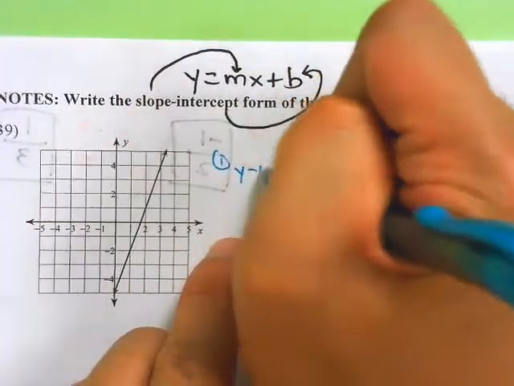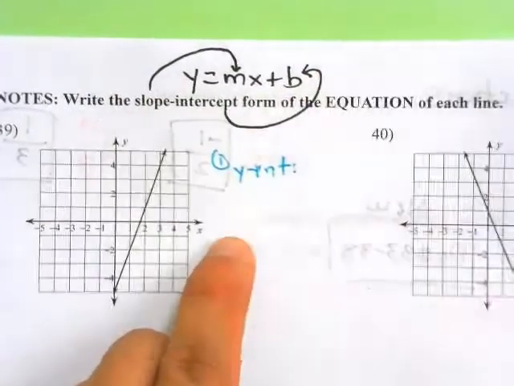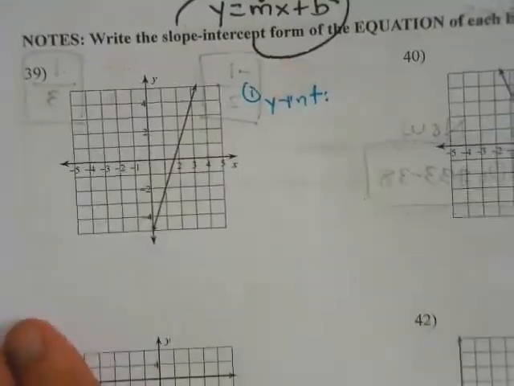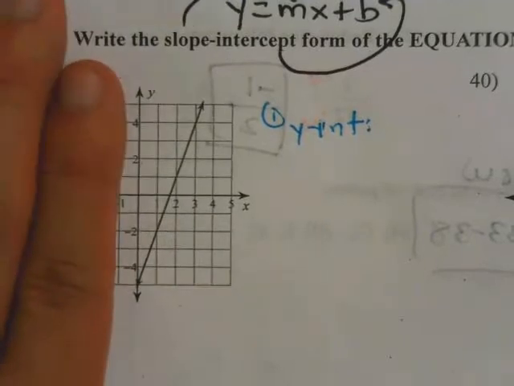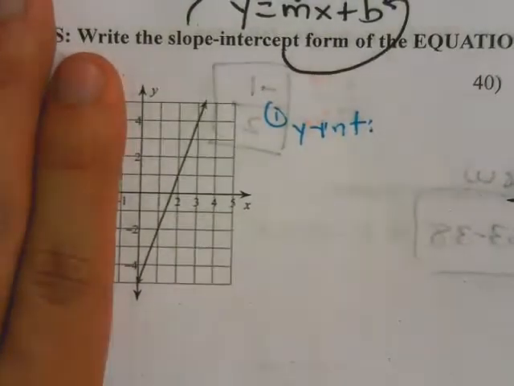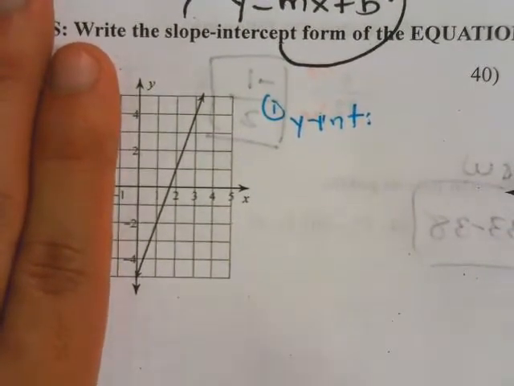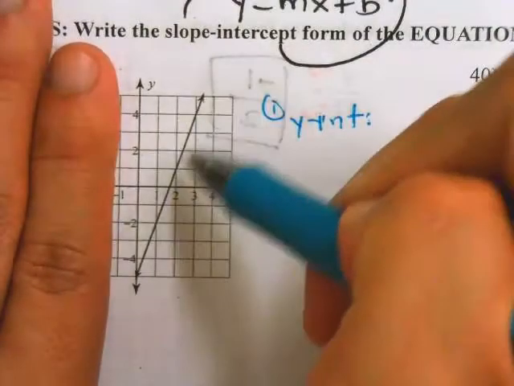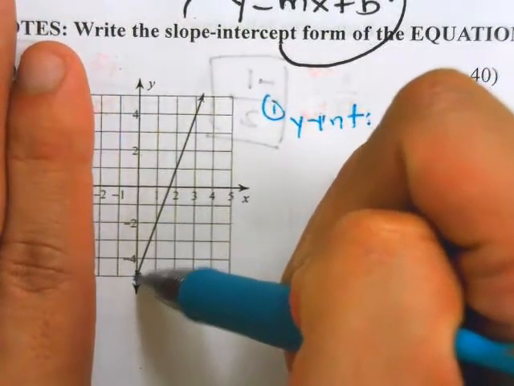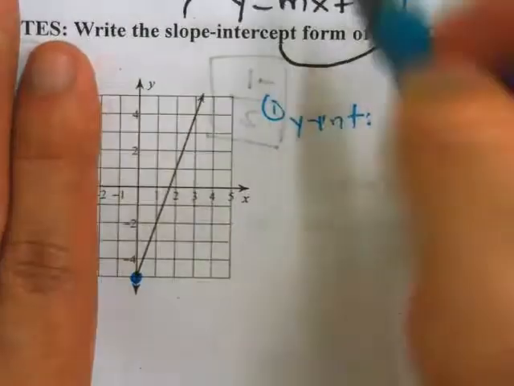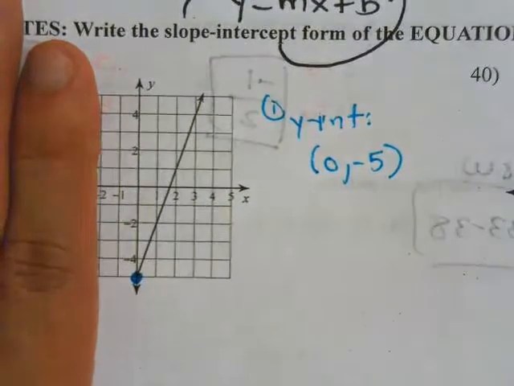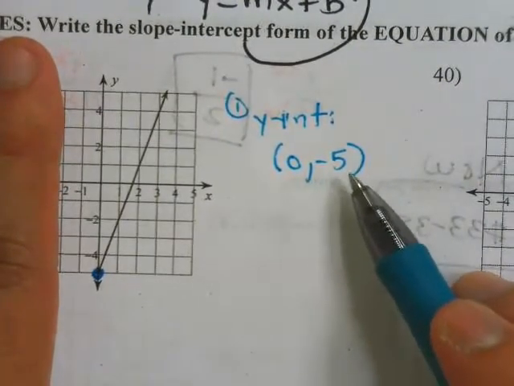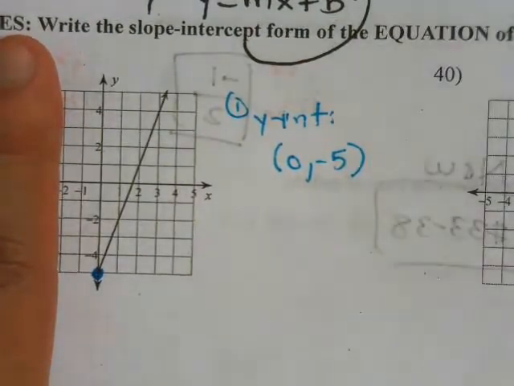Step 1. Spot your y-intercept. Your y-intercept is always whatever is passing the y-axis. So I think it is this number, and what is this number over here? -5. So please write 0, -5. We didn't go anywhere left or right, but we did go 5 down. 0, -5.